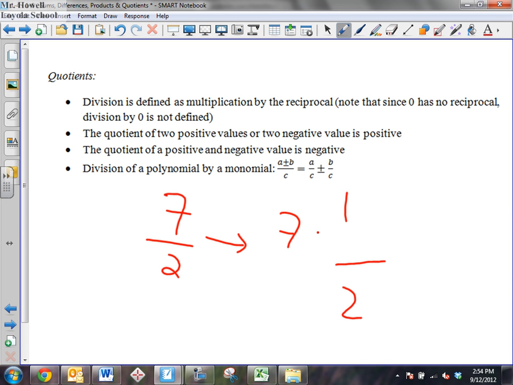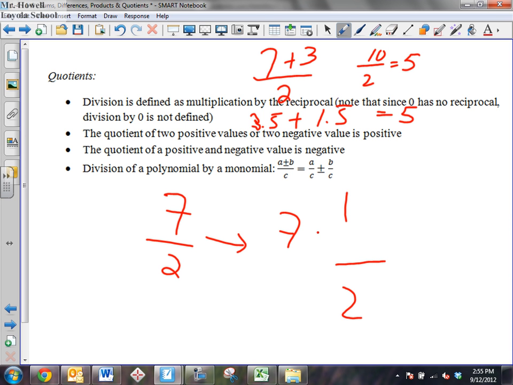Now, remember that if you ever divide by a monomial, it's the same thing as dividing every term in the top by that monomial. So if you had 7 plus 3 divided by 2, what's 7 plus 3? And what's 10 divided by 2? Now if I do it differently though, if I do 7 divided by 2 first, what do I get? What's 3 divided by 2? What's 3.5 and 1.5?